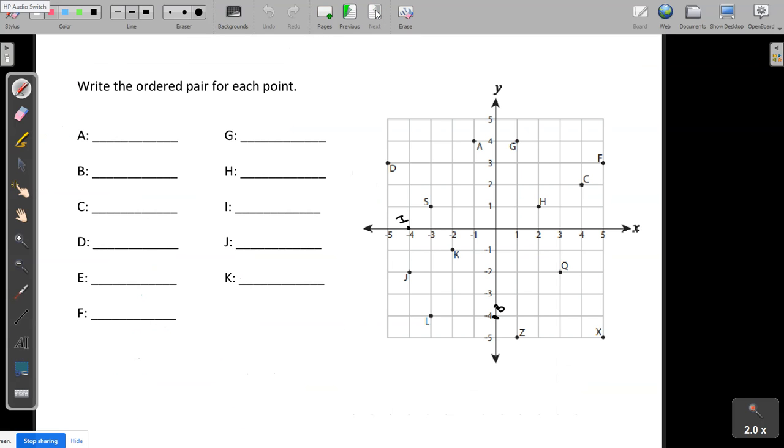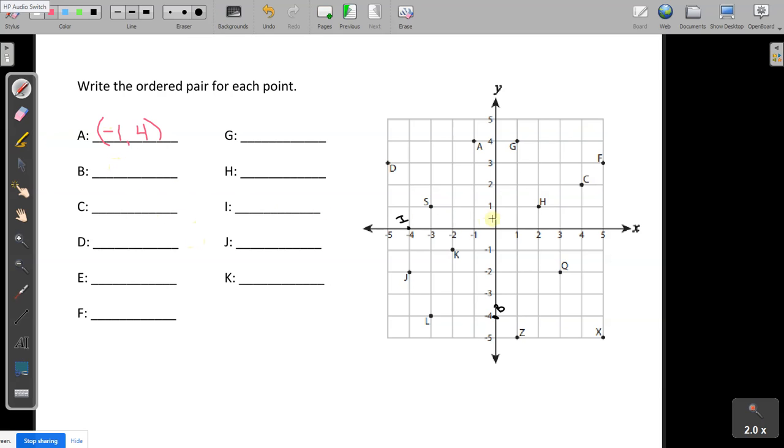Now we're going to look into writing out our ordered pairs. So we're going to locate each of these points. So we're going to locate A. So find A. A is right here. So you go and look at the x value. The x value is -1. So we're going to put -1, comma. And then we're going to look at the y value, which is 4. So we have the point -1, 4.